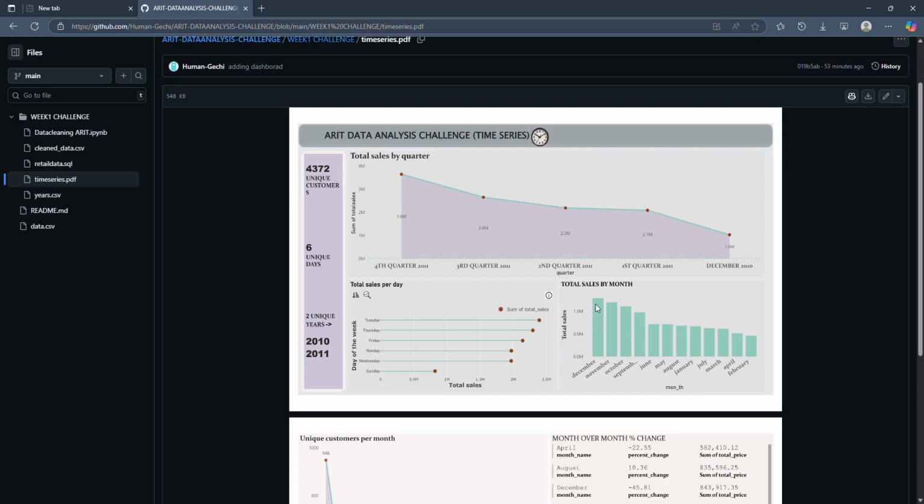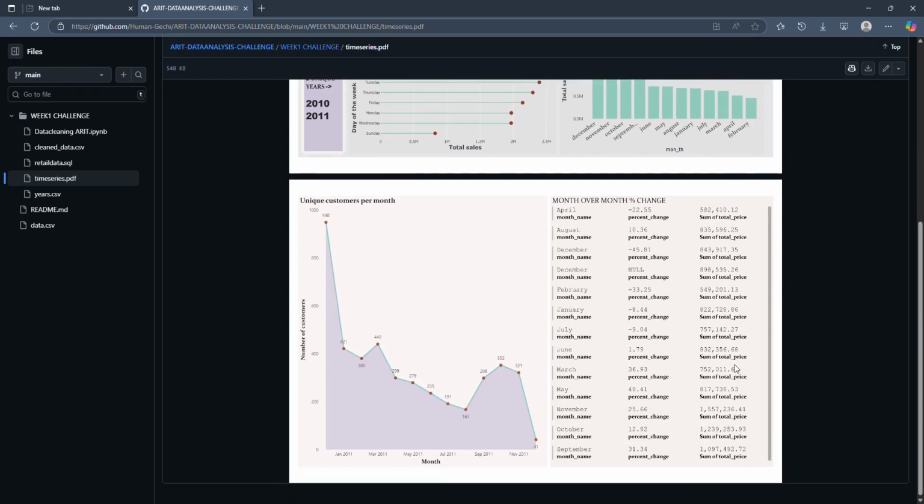Now in December of both years, people bought more. So December of 2011 and 2010, people bought more, which signifies that towards the end of the year, people spend more. And in November of 2011, since there's no November 2010, there's a slight increase from September up to December. People bought more things. And February has the lowest number of sales.